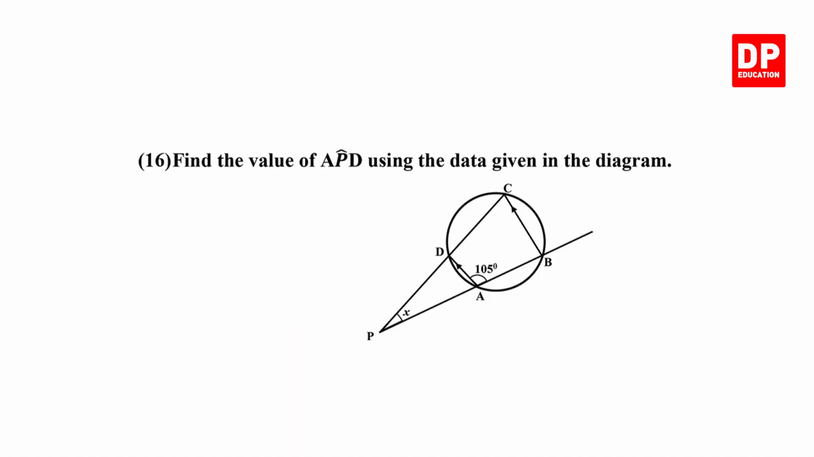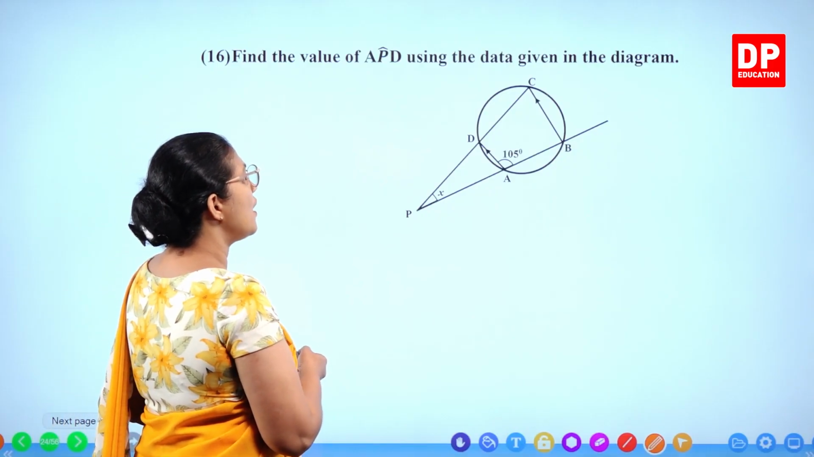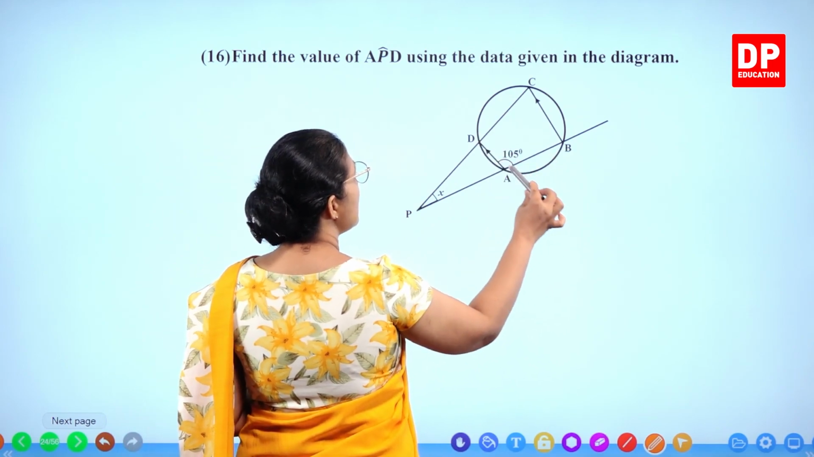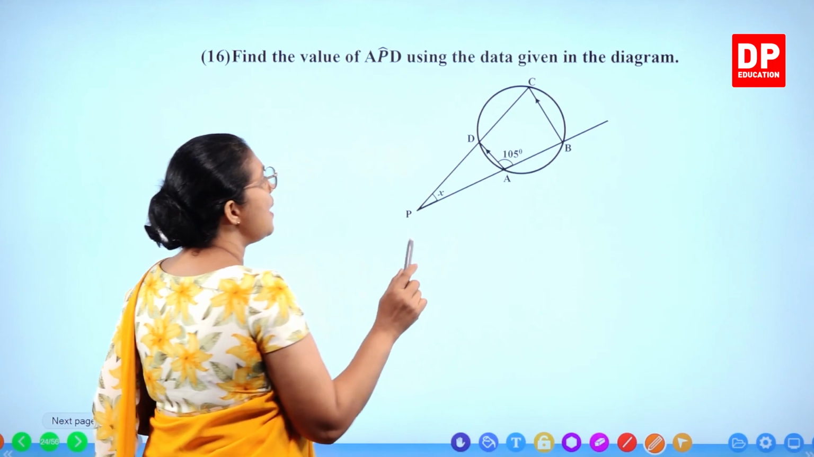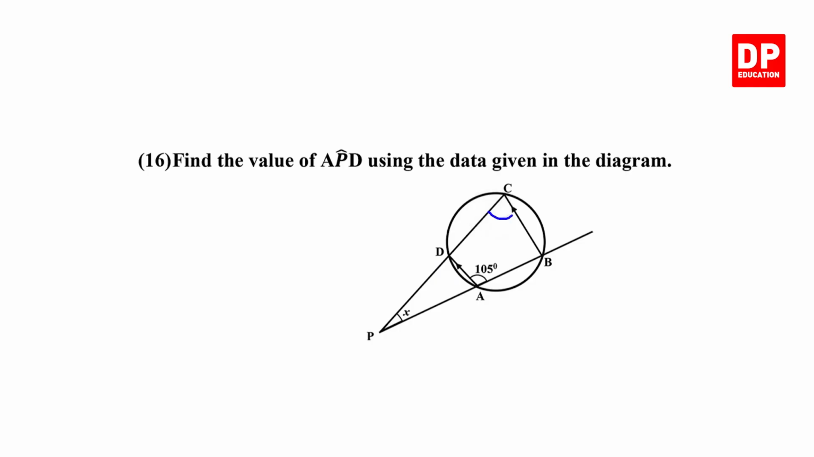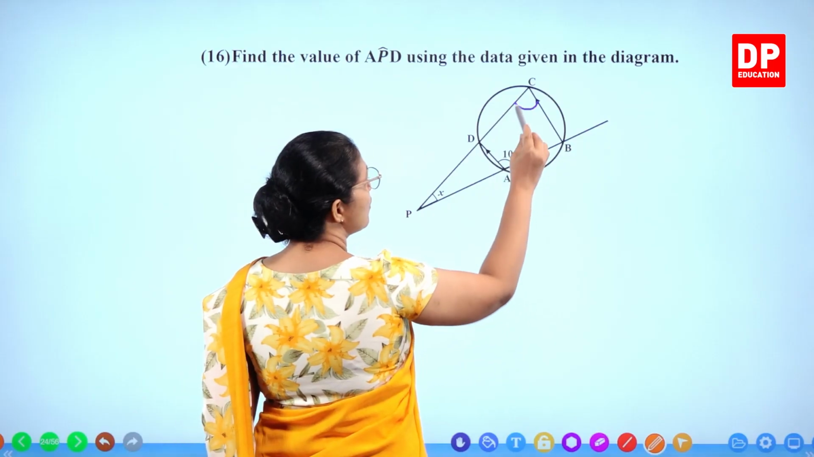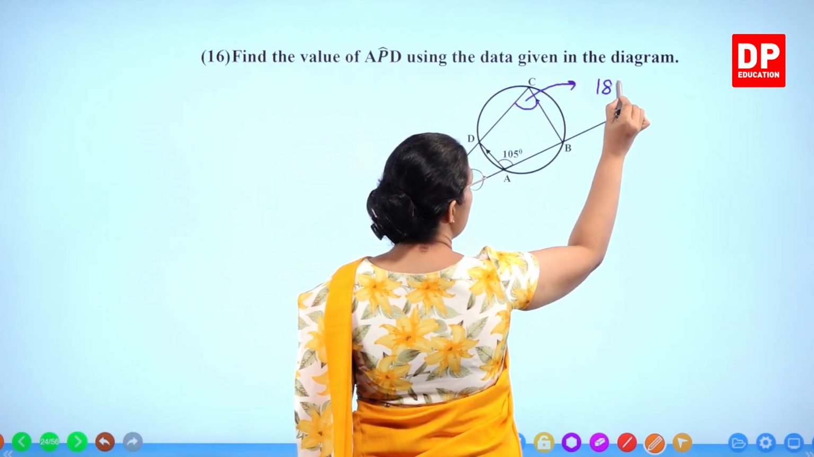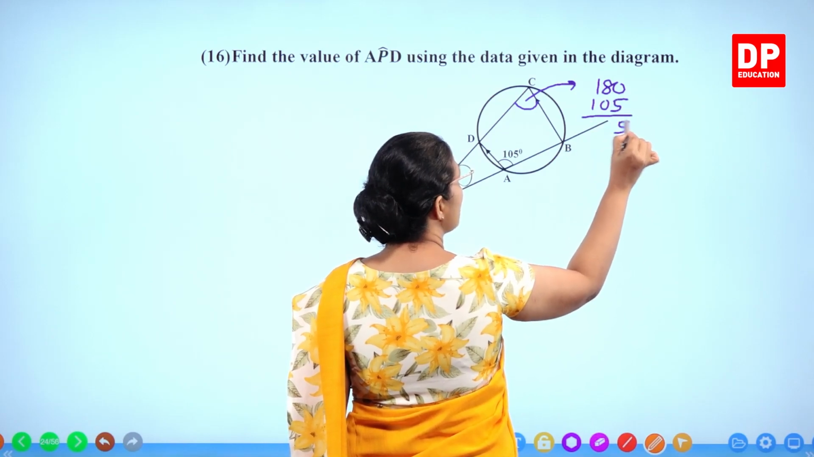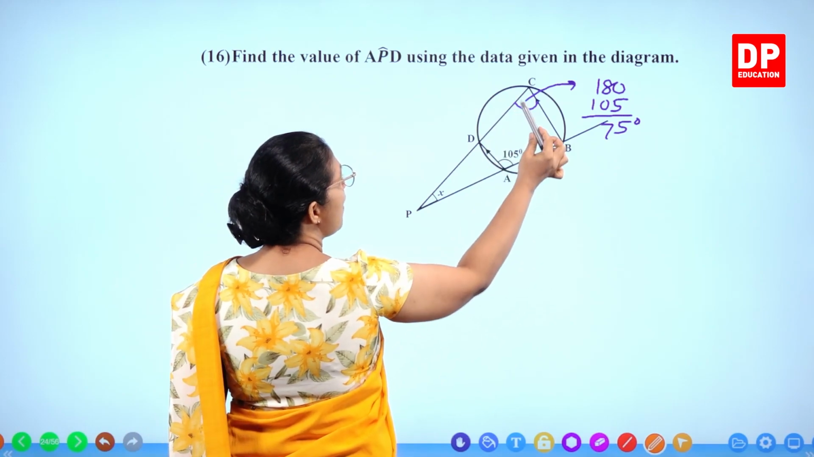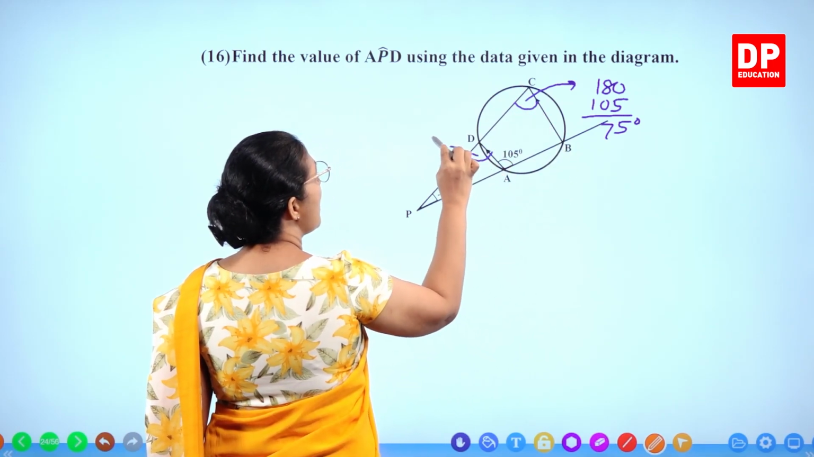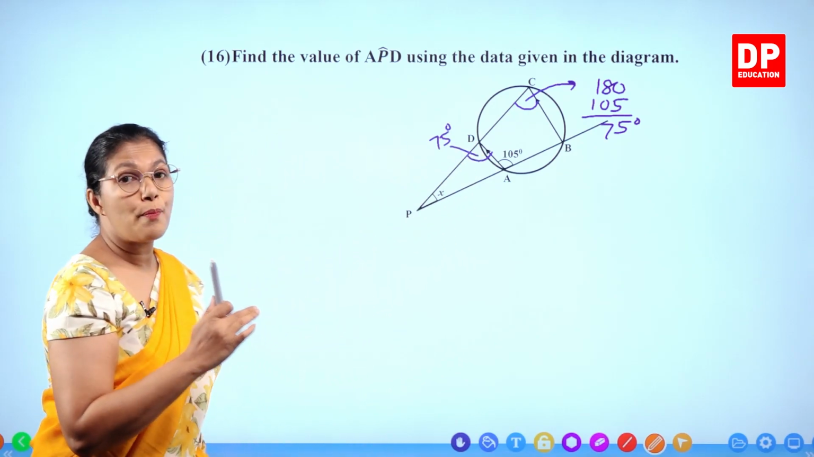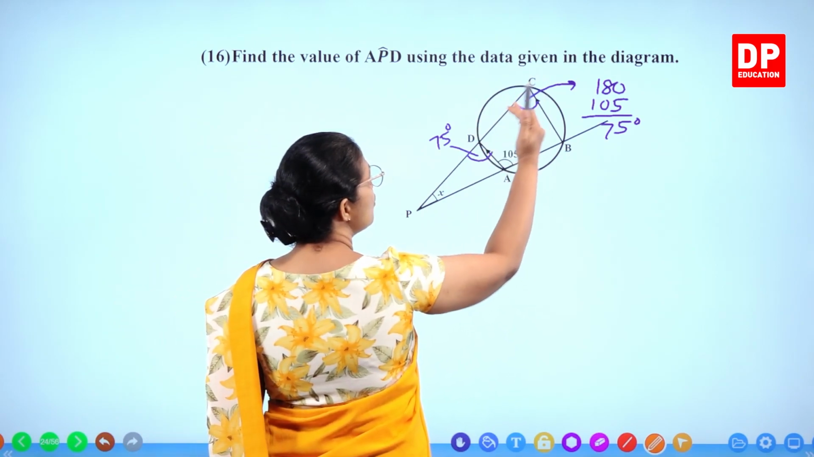Question number 16. Find the value of APD. That's the X value, using the data given in the diagram. How can we find out? Here, can you see? This is a cyclic quadrilateral. ABCD is a cyclic quadrilateral. What is the opposite angle? The opposite angles of a cyclic quadrilateral add up to 180. So, this angle becomes 180 minus 105, 75 degrees. If this is 75, these two lines are parallel. This is 75 because of corresponding angles. Corresponding angles are equal when the two lines are parallel.